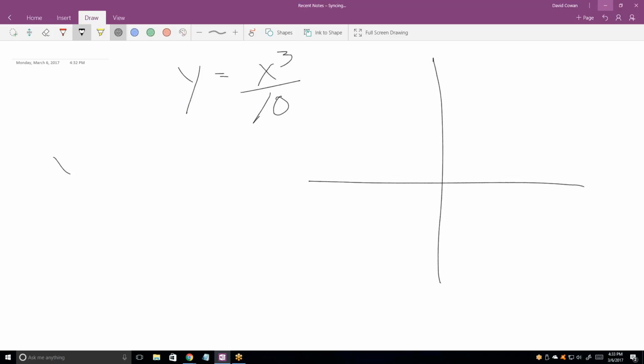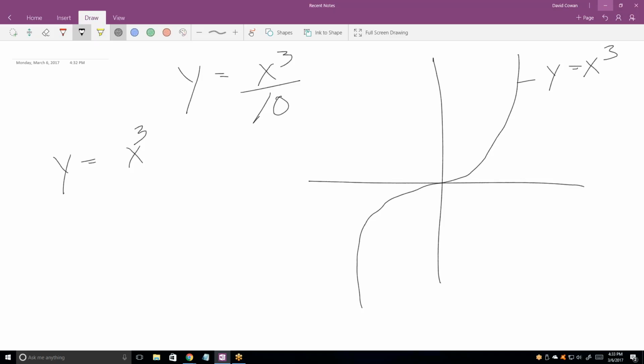Parent function here is y equals x cubed. It's a really good idea to always know the 10 basic elementary functions and what their graphs look like. This graph looks like that. That's y equals x cubed.